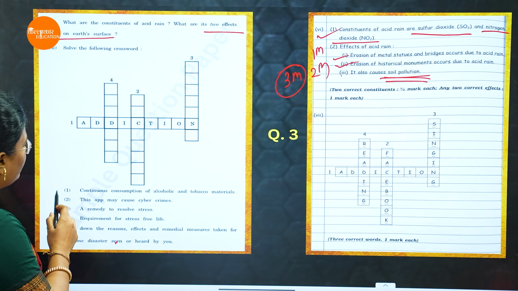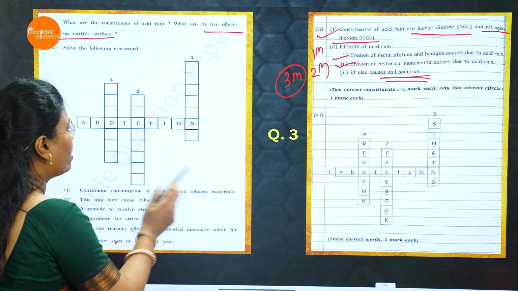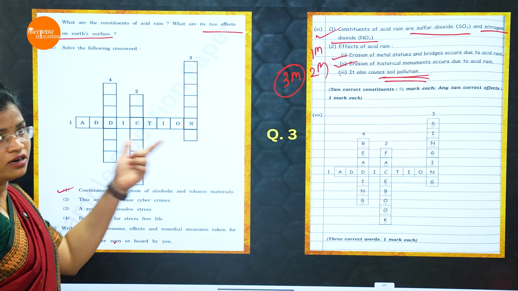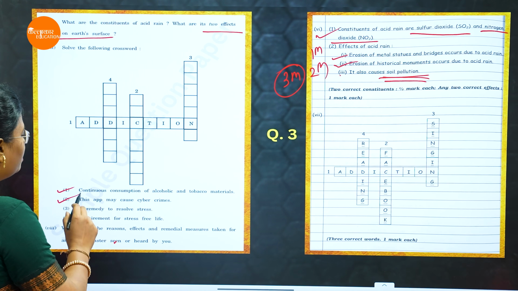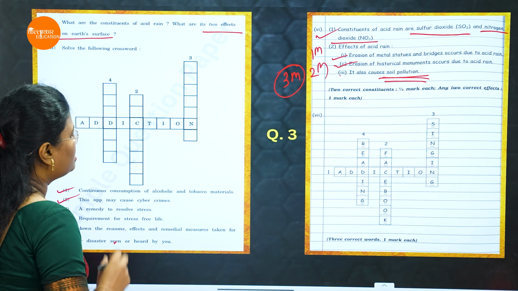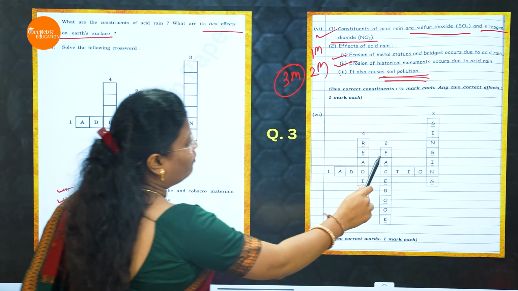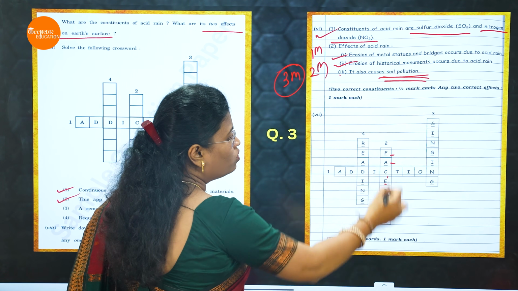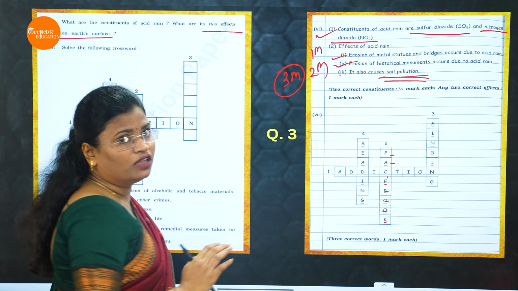First, they have given continuous consumption of alcoholic and tobacco material. For this they have already entered the word addiction. Second, we have to write the app that may cause cyber crime. What is that app? The app is Facebook. You have to write all the letters very carefully while filling in the word.